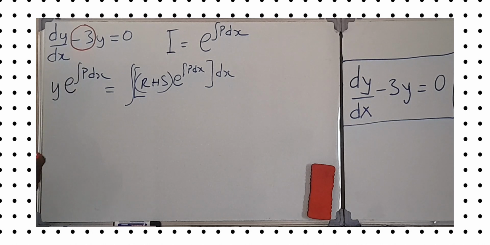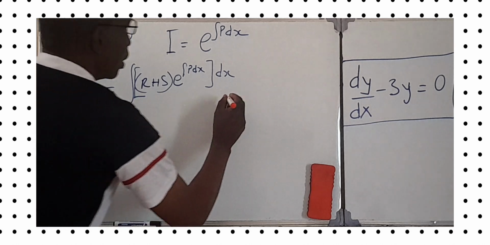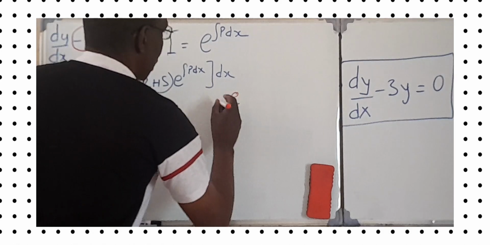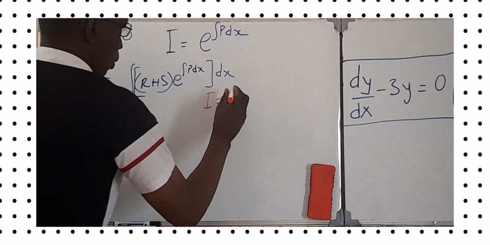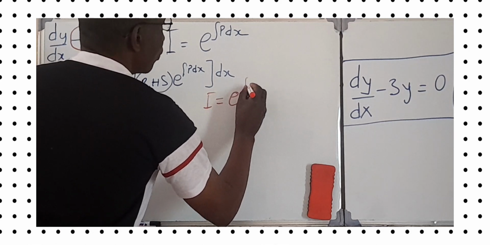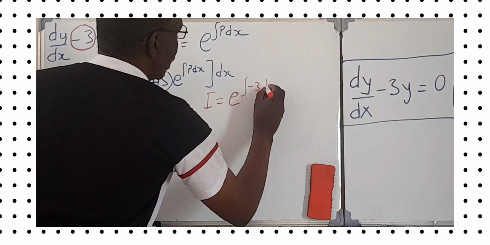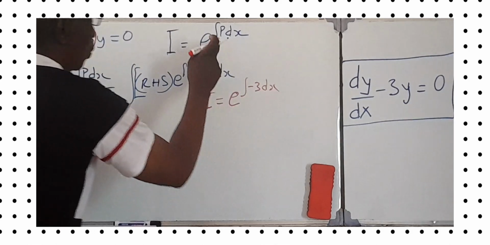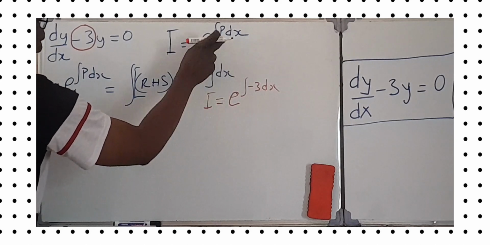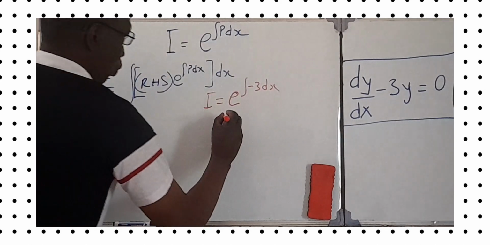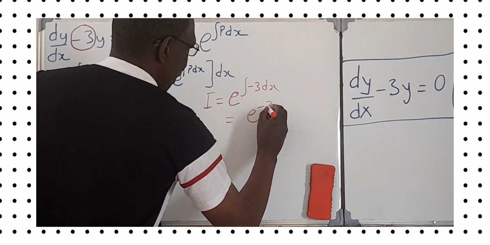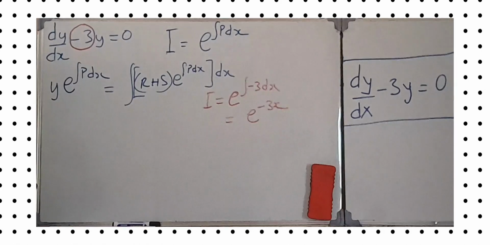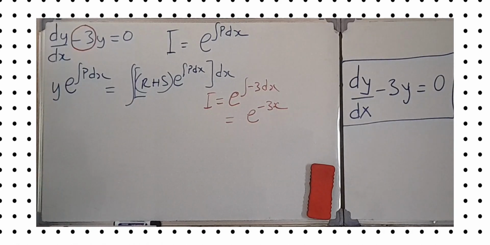So then the integrating factor becomes, let's say I here is equal to e to the power integral of minus 3 dx. Look here, there is our p there. And of course, this is just e to the power minus 3x. That is our integrating factor.